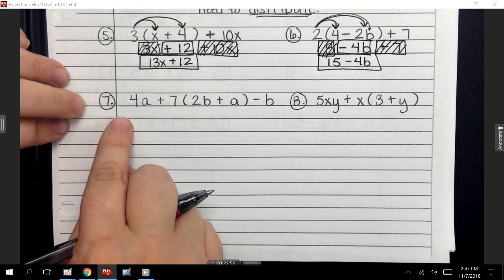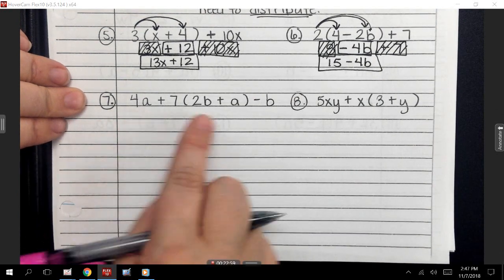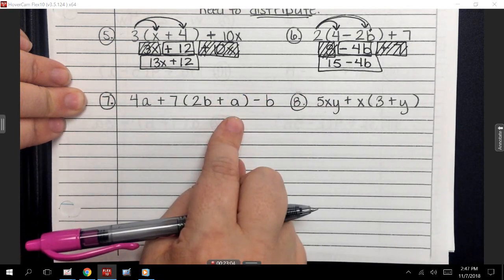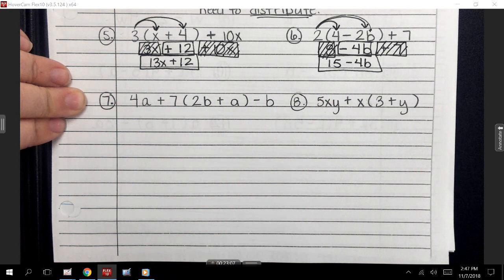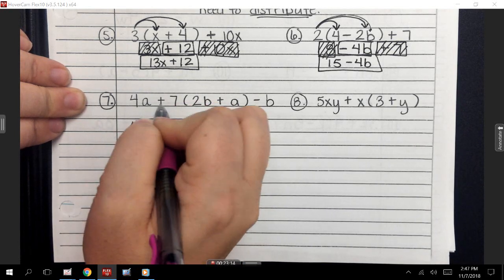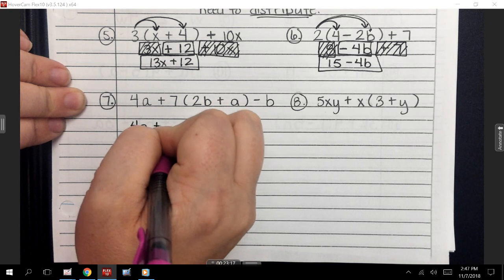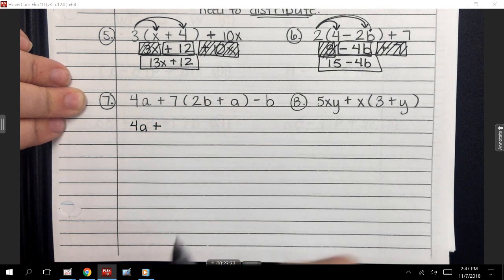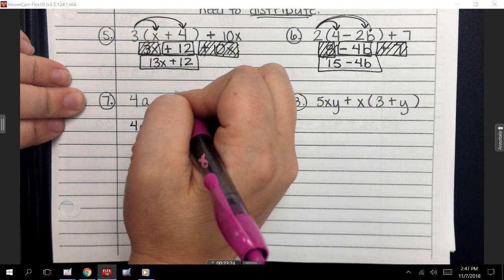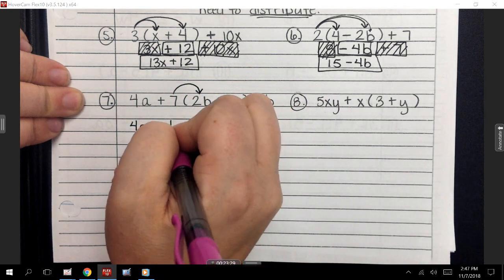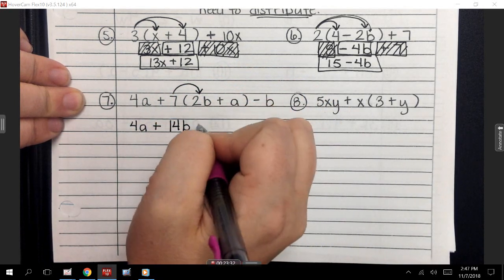All right. On number 7, I'm going to start off with that 4a. Now, I look at the problem first. What does this problem have? Jay? Parentheses. So I know I have to distribute. So right now, am I trying to combine anything? No, I'm just going to say, okay, 4a isn't near my parentheses. My plus sign isn't next to my parentheses. 7, it's by the parentheses, so that's what I need to pass out. So I'm going to do 7 times 2b. What does that give me, Joelle? 14b. Keep my plus sign.